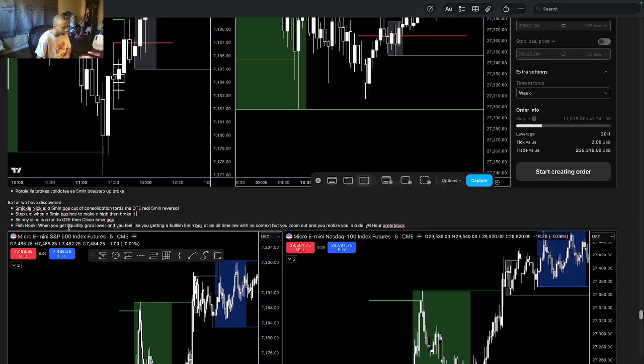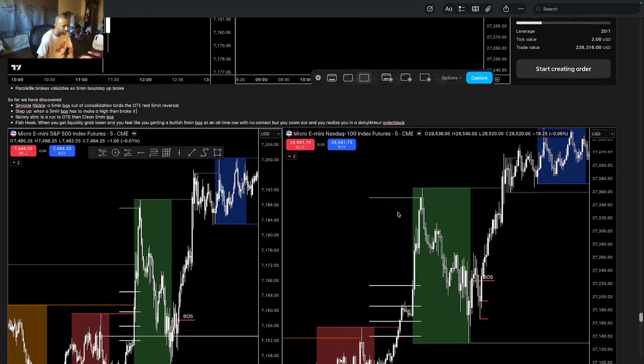That's a skinny mini. We love skinny minis. And then fish hooks. Liquidity grabs and lower, and you feel like you're getting a bullish 5-minute breaker structure at an all-time low with no context. But you zoom out and you realize you're in a deep 4-hour order block. See, that's what we were talking about earlier. A higher time frame is a fish hook. A sniper is lower time frame. And a skinny mini can be a sniper. A skinny mini can be a fish hook. But a skinny mini is mainly just the A+ setup.